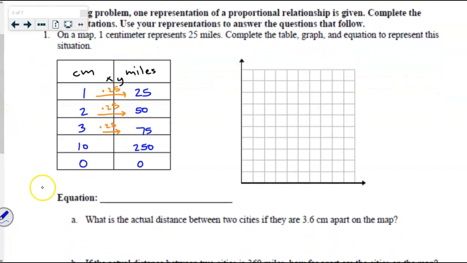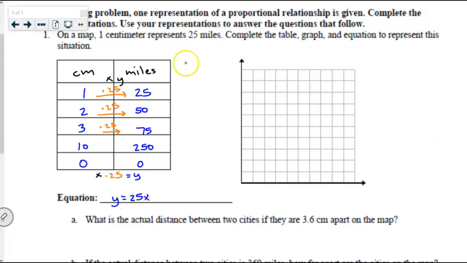I'm going to jump to the equation. Again, you are welcome to use C and M for centimeters and miles, but I like the consistency of x's and y's. And what I can see is if I'm in the x column, I simply multiply by 25, and it's going to give me what's in the y column. That gives me the equation x times 25 equals y, or y = 25x.